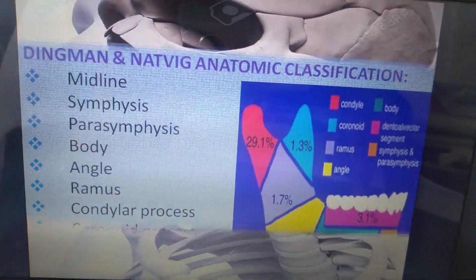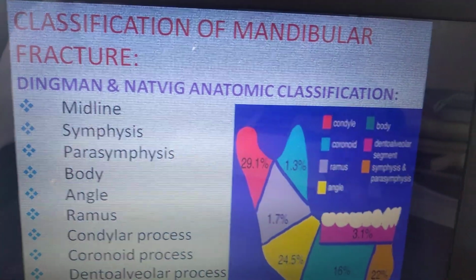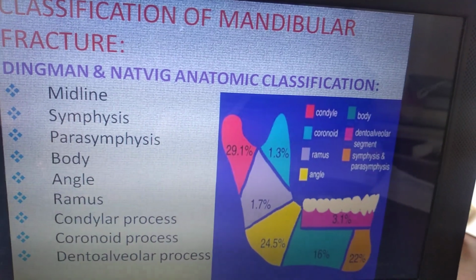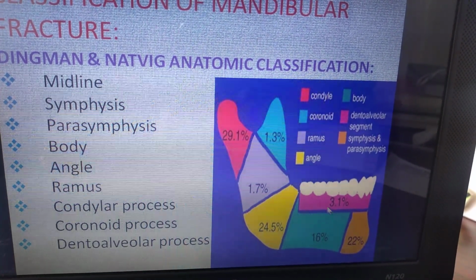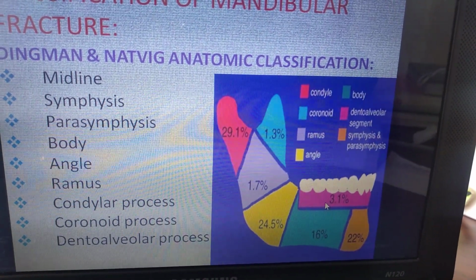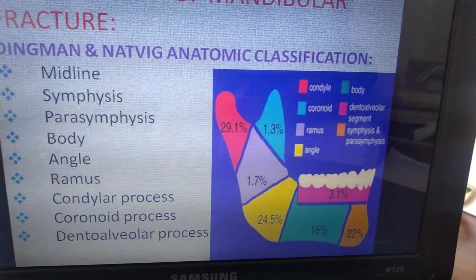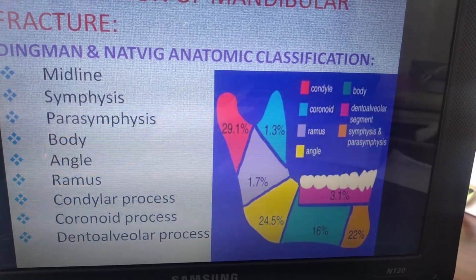Mandibular fracture. Classification of mandibular fracture: Dingman and Natwick anatomy classification. So many classifications are available. This is the basic classification for understanding purpose.